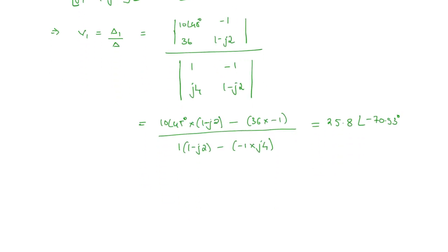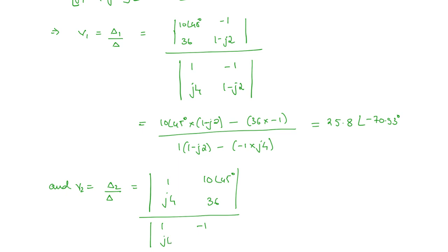Similarly, you can find V2. V2 is going to be what? Delta 2 by delta. So this is equal to here 1 j4 and here 10 angle 45 degrees. Second column is being replaced. And delta will remain as it is. 1 minus 4 j4 1 minus j2. So if you solve this, you're going to get 31.405 angle minus 81.18 degrees.